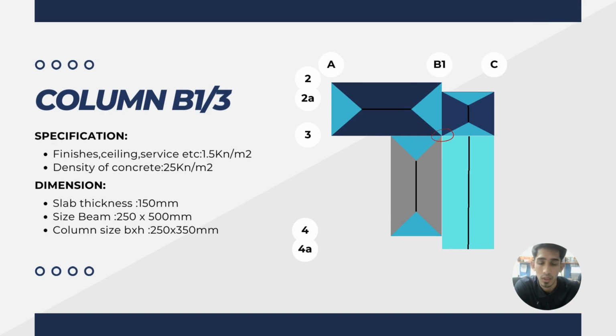So for the calculation design for column, we need to calculate first the load from slab to beam and go to column. So we choose the column B13. The specification is finishes screed base 1.5 kN/m², density of concrete 25 kN/m³. The slab thickness is 150 mm, the size of beam 250 by 500. So the column size is 250 by 350 mm.